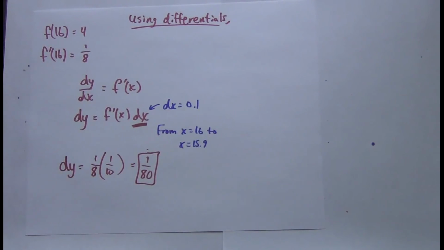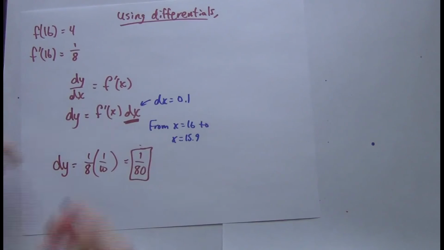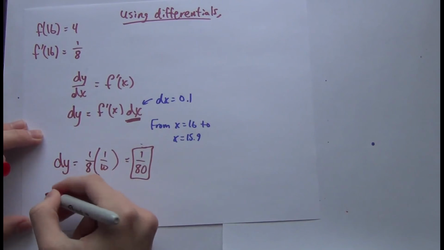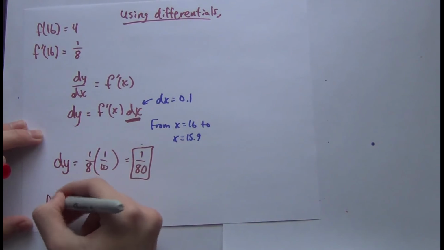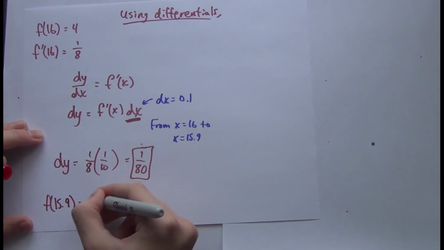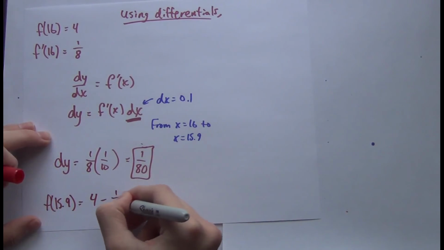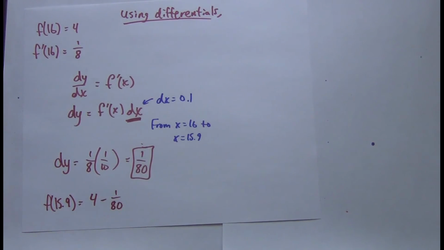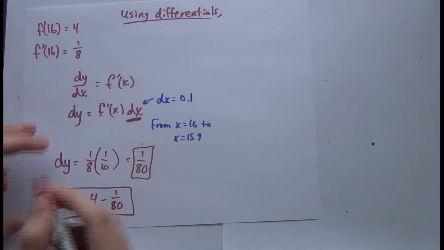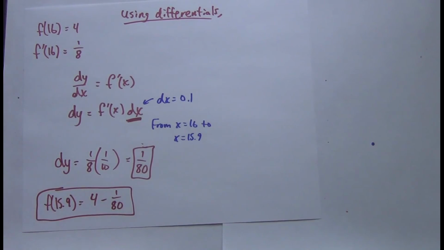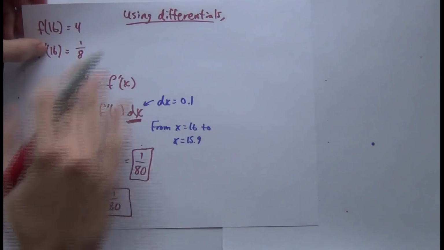So if I start out at 4, I know it's going to be slightly less than 4, and I calculated exactly how much. An easier way of approaching this, in my opinion, is to start at 4, my actual y value of 15.9 is starting out at 4, and then subtracting this infinitesimal change in y, which ends up being 1/80th. If you're a mental math kind of person, this is much easier than 15.9 divided by 8 plus 2. So there's the idea of differentials.